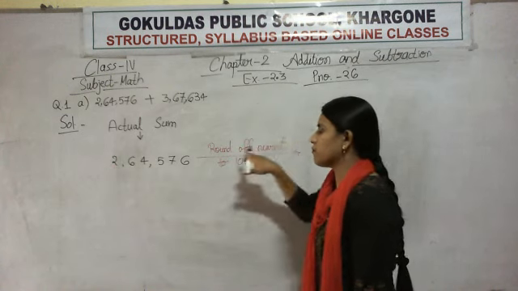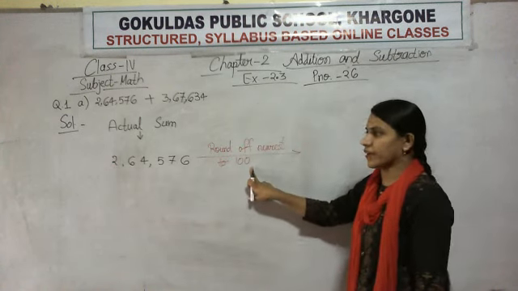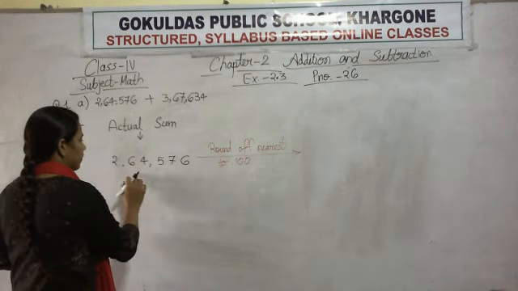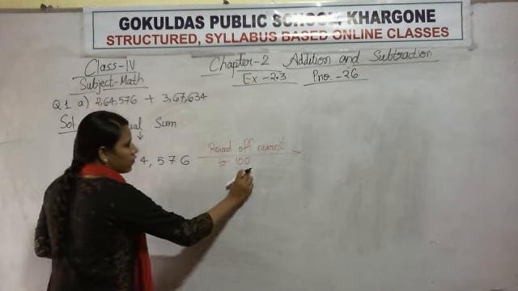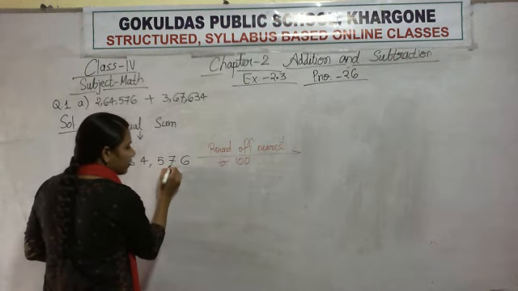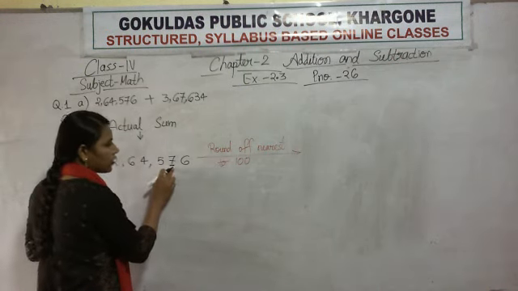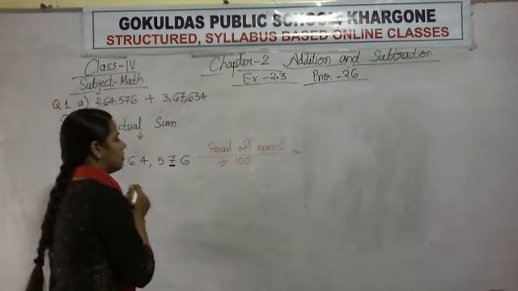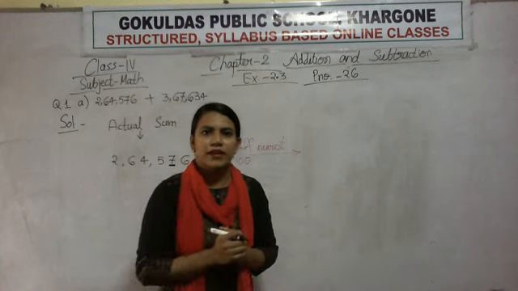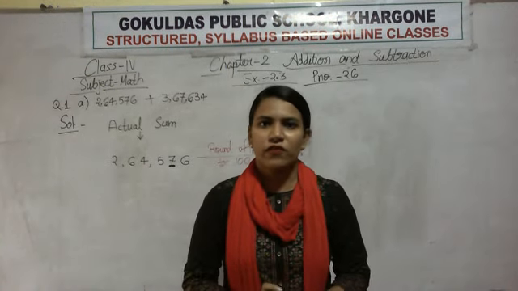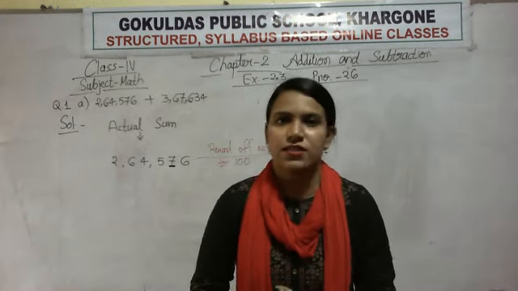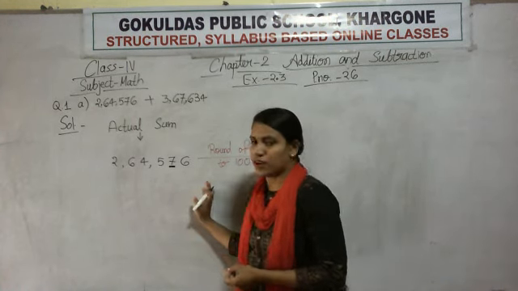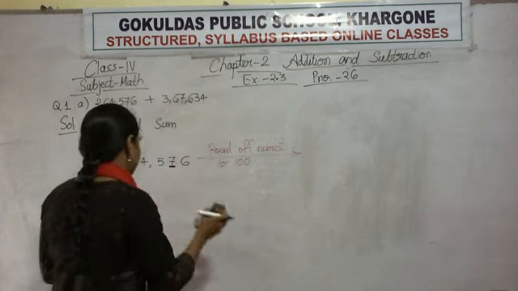Now round off this number to the nearest 100. To round off to the nearest 100, what do we do? We check the digit just right of the hundreds place. We have discussed the round off topic in chapter 1, right? So if you forget the concept of round off, then rewatch the video of the round off exercise.